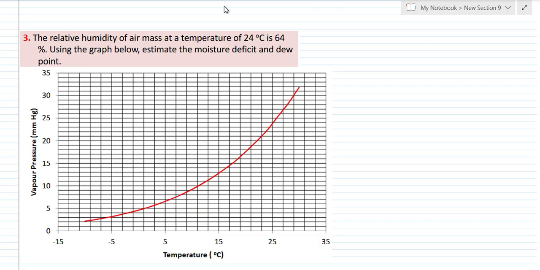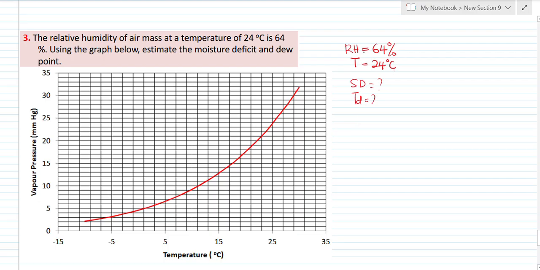All right, so let's look at this example. They said the relative humidity of air mass at temperature is 24 degrees Celsius. So relative humidity is what? 64 percent. And the normal air mass temperature is 24 degrees Celsius. Now, using the graph below, estimate the moisture deficit, that is SD, the saturation deficit, and the dew point temperature. So these are the two parameters that we are supposed to find.